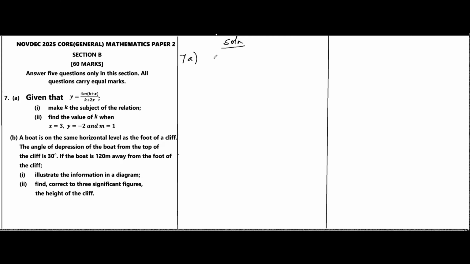we've been given the relation y is equal to 4m multiplying k plus x all on k plus 2x. Now, our goal here is to make k the subject. So that is for I. We have to make k the subject. So this is what we are going to do. I'm going to repeat the relation.